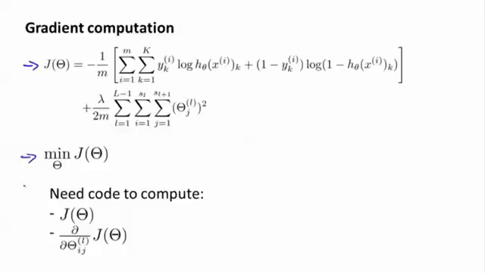In order to use either gradient descent or one of the advanced optimization algorithms, what we need to do, therefore, is to write code that takes as input the parameters theta and computes J of theta and these partial derivative terms. Remember that the parameters of the neural network are these things, theta superscript l subscript ij, that's a real number, and so these are the partial derivative terms we need to compute. In order to compute the cost function J of theta, we just use this formula up here. And so what I want to do for most of this video is focus on talking about how we can compute these partial derivative terms.